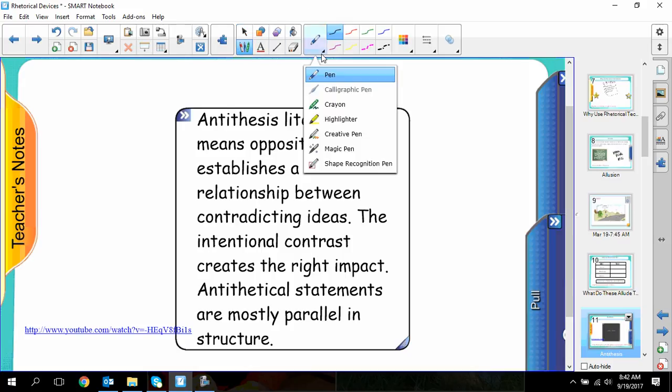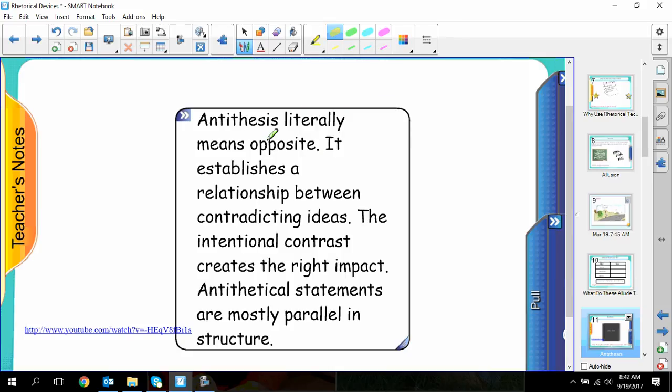So there's a couple of things that you want to make sure you get down. That they're opposite, that they're establishing a relationship between contrasting ideas. It is intentional, and they're usually parallel in structure. So the famous first lines of A Tale of Two Cities, it is the best of times, it is the worst of times, is probably one of the most famous uses of antithesis.